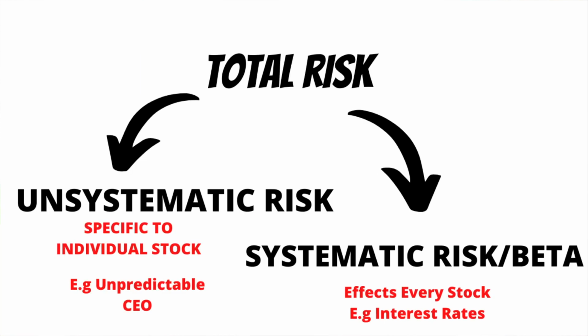Beta is a great measure of systematic risk. When you invest into any stock, you're going to be faced with two types of risk: unsystematic risk and systematic risk. Unsystematic risks are those that just face the company that you're invested in and don't affect any other companies in the rest of the market.